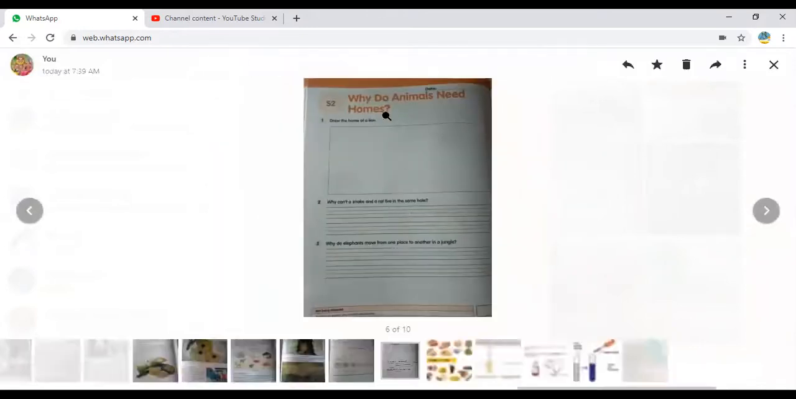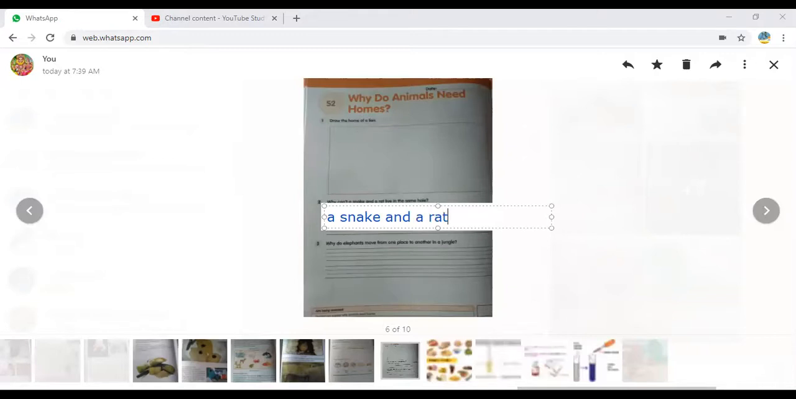question for you children. Why both rat and snake cannot live in the same hole? Now I am going to write the answer. A snake and a rat cannot live in the same hole.